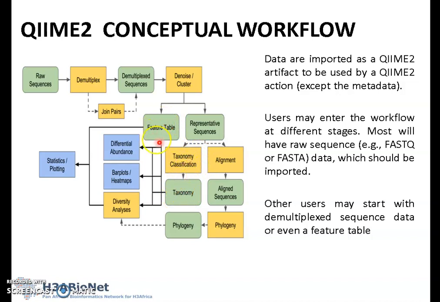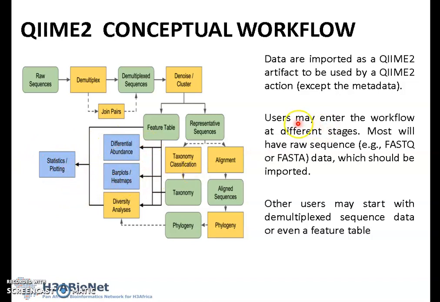Again, from the feature table, now you can do the differential abundance calculation. You can also do the bar plot and heat map to generate different profiles of those microbes that are present in your dataset. But again, from the phylogenetic tree, you can do further diversity analysis. We will see later these types of analysis that are done after generating the phylogenetic tree. But of course, you can generate different statistics or plots from the data.